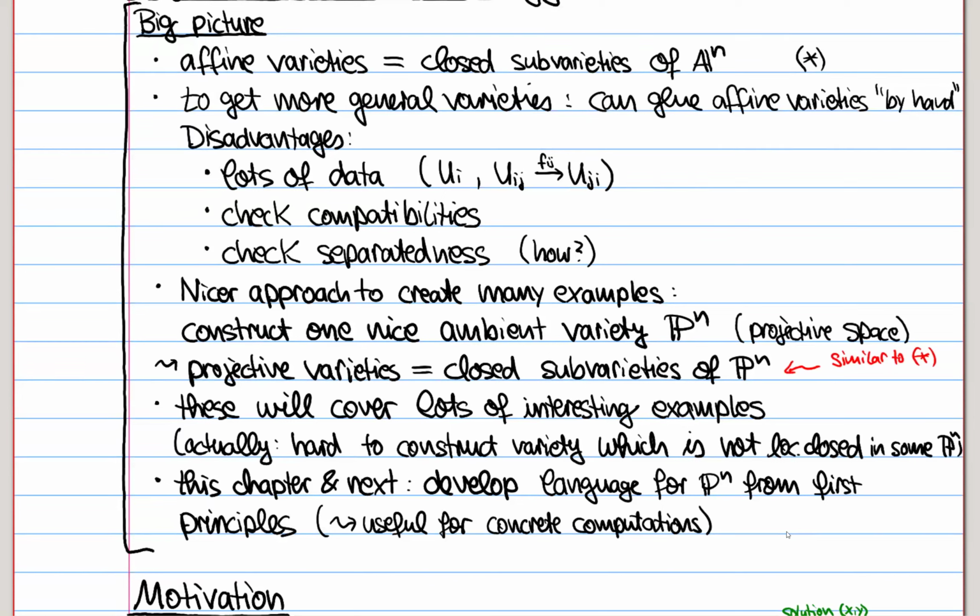The advantage is that having this language is then very useful for concrete computations, and also we can recall what we did in the lecture so far and see these steps again in a slightly more general setting. Okay, so this was the big picture.